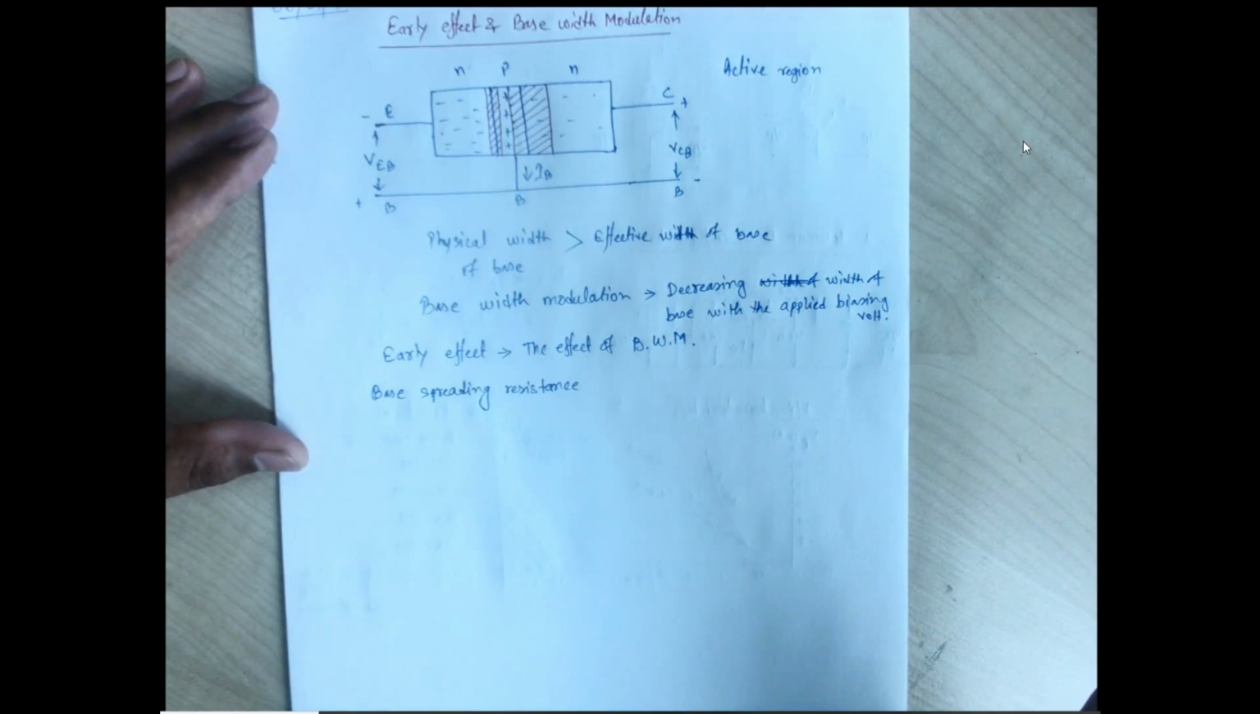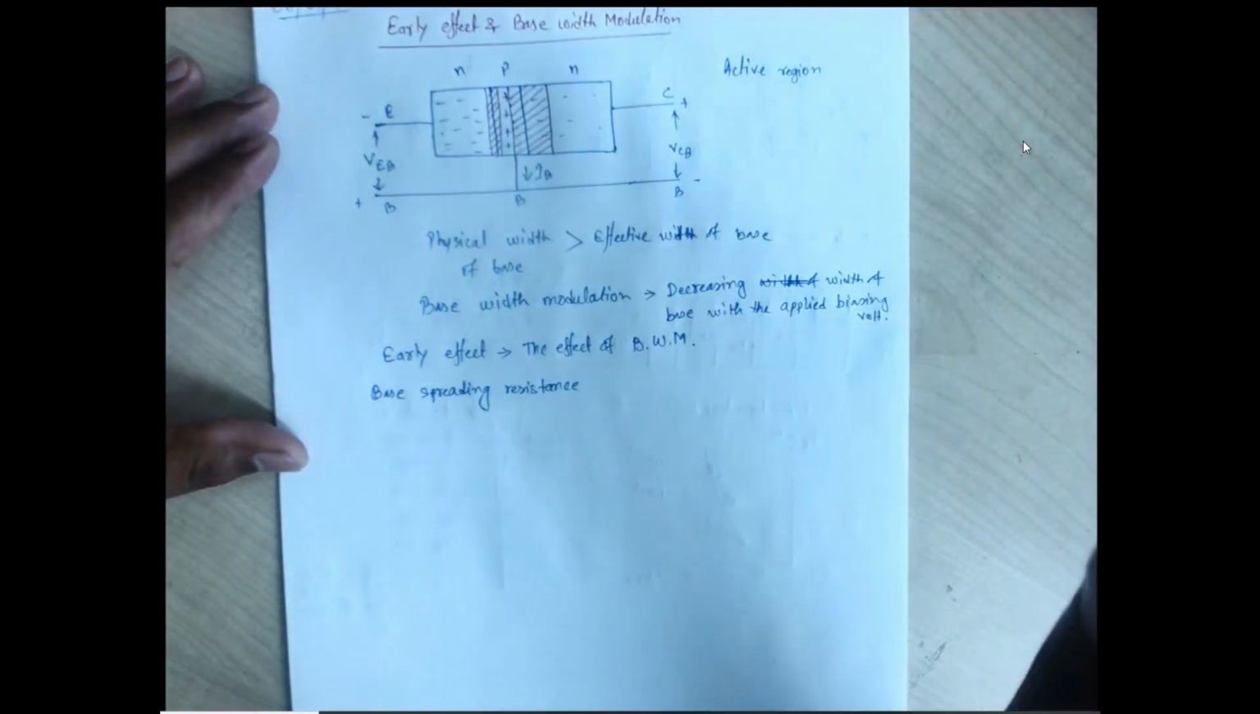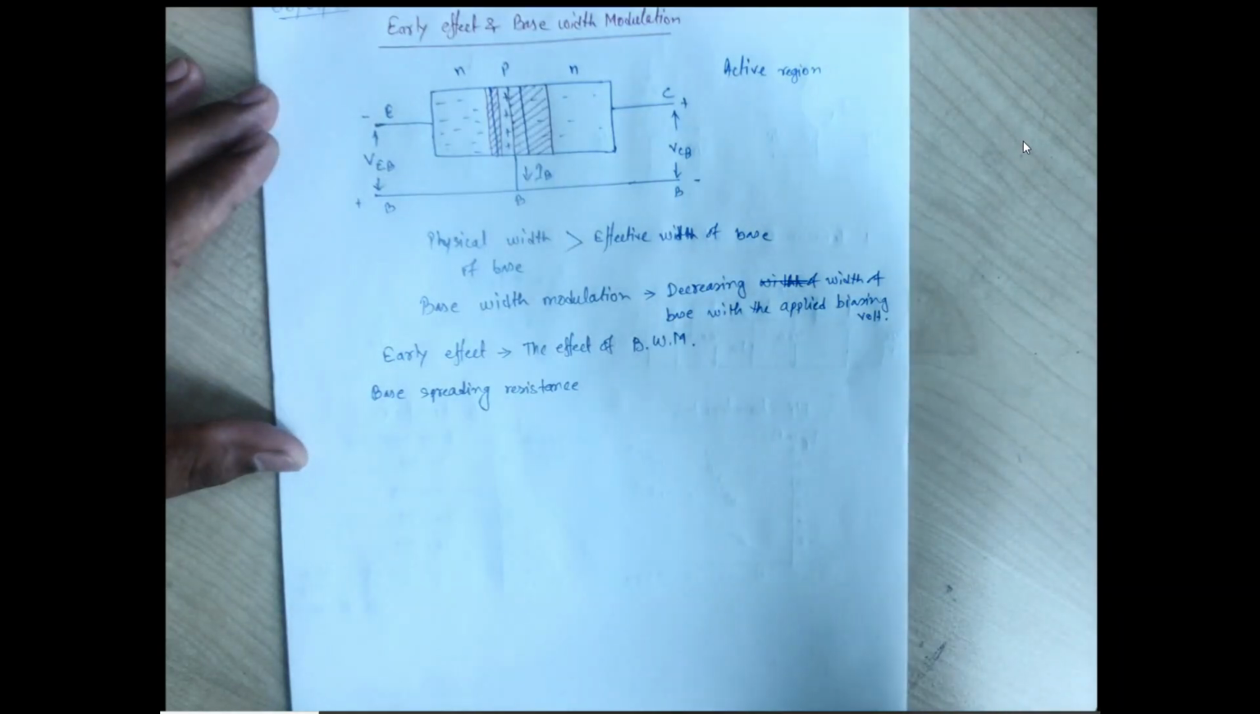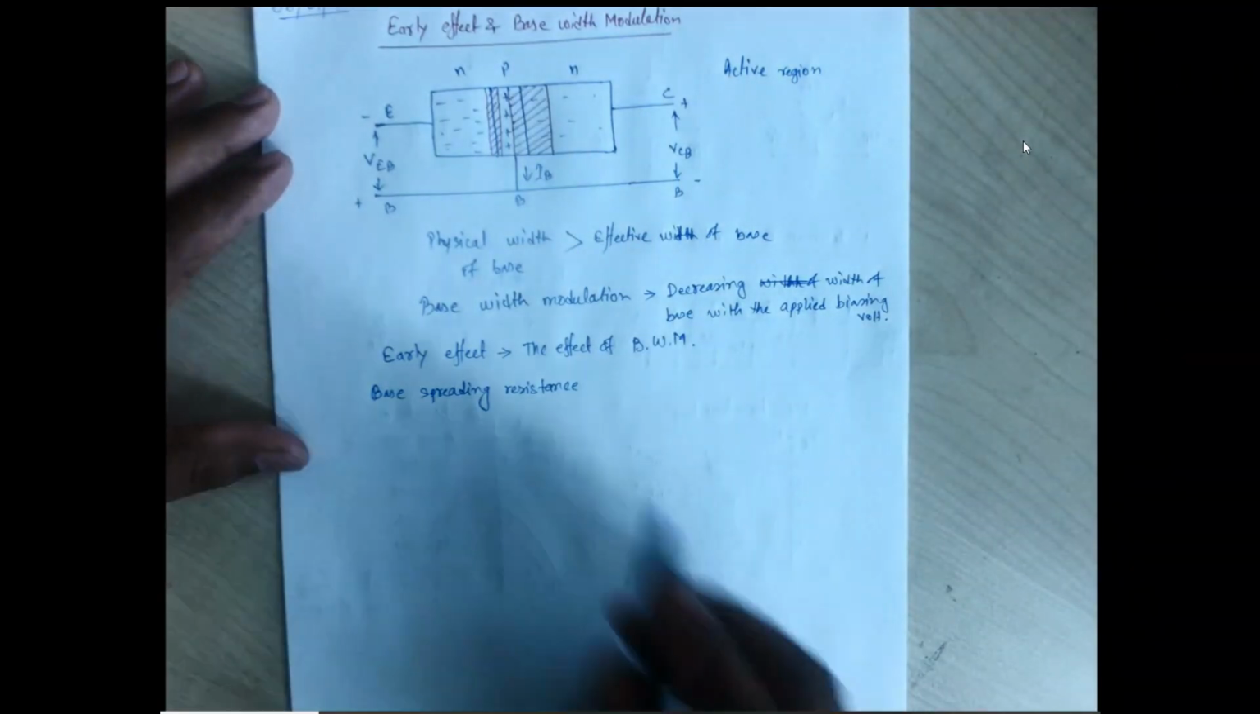So three concepts are there. First one is base width modulation. The effect of this base width modulation is known as the early effect. And due to this modulation, as the effective width decreases, a certain resistance is introduced. That resistance is known as base spreading resistance. Clear? Any doubt on this?